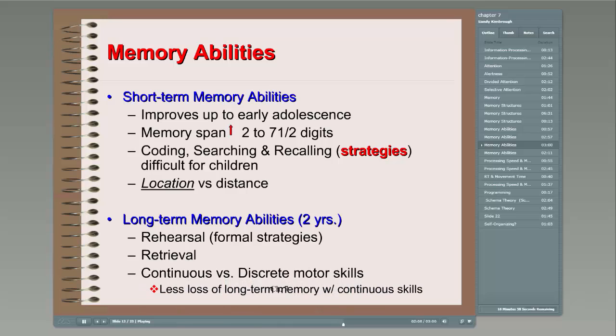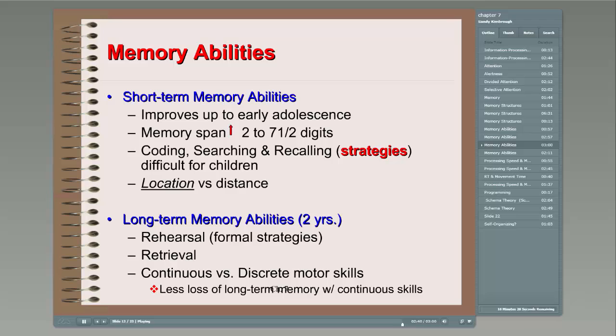Something that's interesting is continuous versus discrete motor skills. A continuous motor skill is something that doesn't have a definite beginning and a definite end. The end is just an arbitrary point in time. So for example, running. Running is just a continuous motor skill. You just run and run and run, and then you stop whenever. A discrete motor skill is something that has a definite beginning and a definite end. So for example, swinging a bat to hit a baseball. That's a skill. It takes about a second or less, and it has a definite beginning and a definite end.